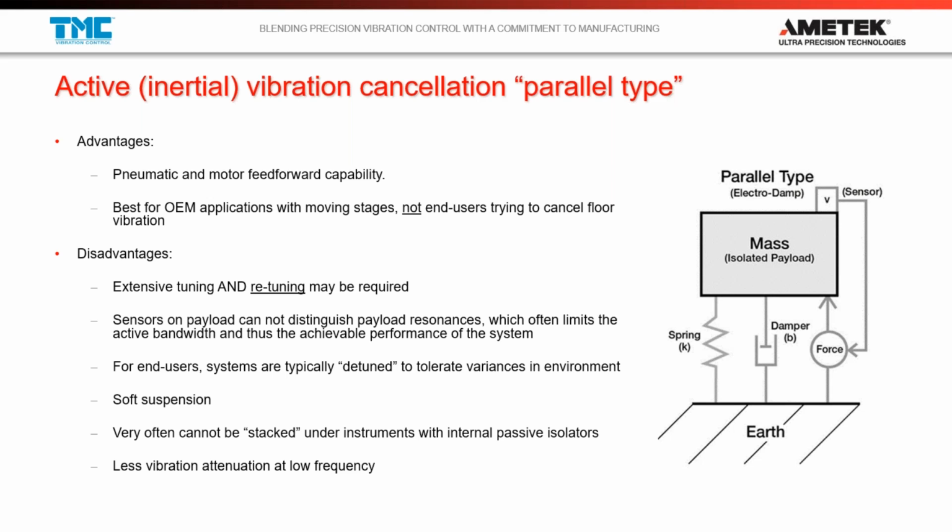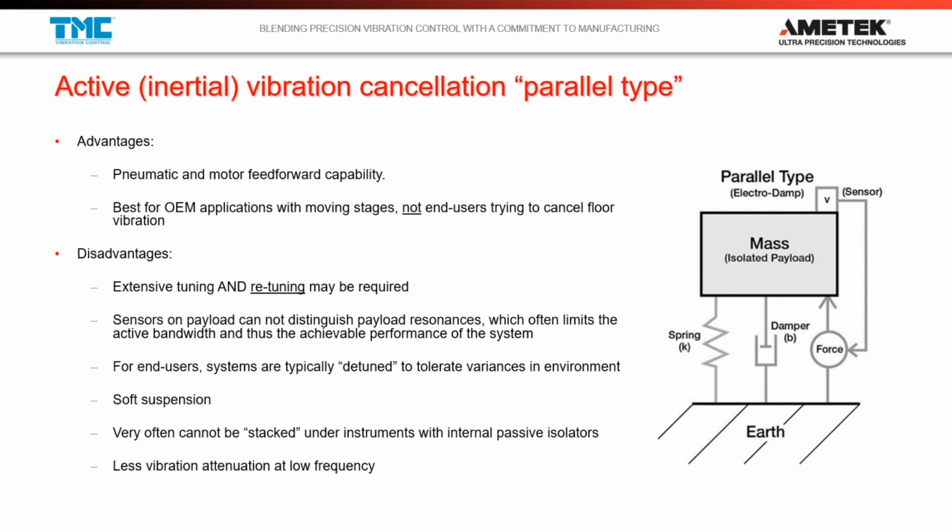And we're going to start our discussion with parallel type active systems. In a parallel type active system, you have your 3 important components. You have your sensor, which is on your isolated payload. You have your feedback control system, which I have shown with this arrow. And then you have your force actuator. And a force actuator in an active type system is usually some sort of mechanical actuator, oftentimes like a linear motor or a voice coil motor, something that's a magnet coil type of force actuator.